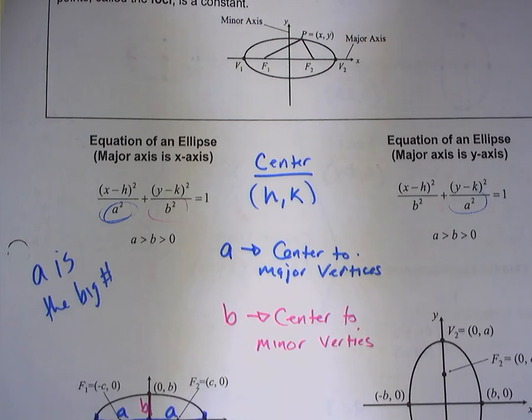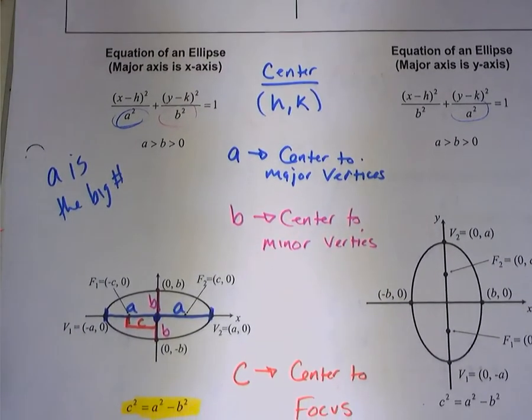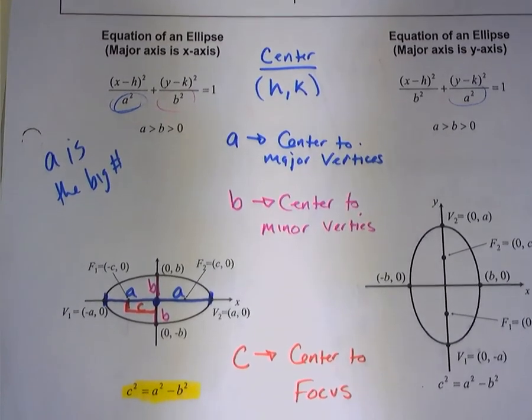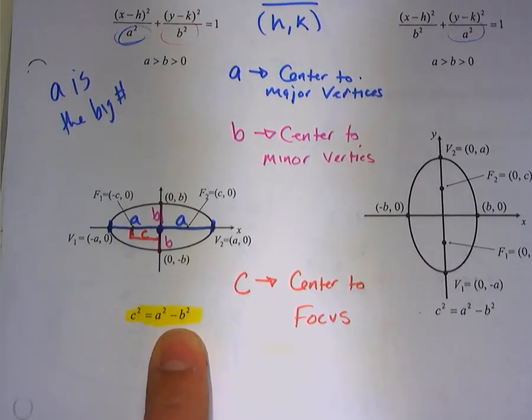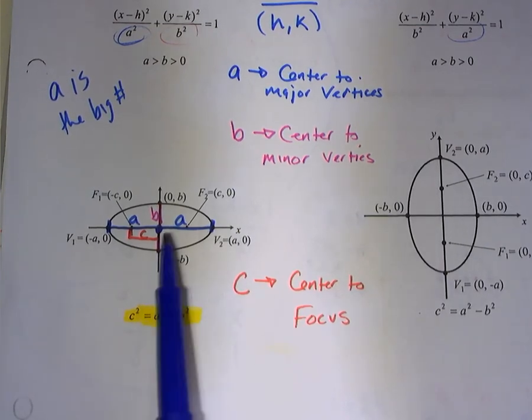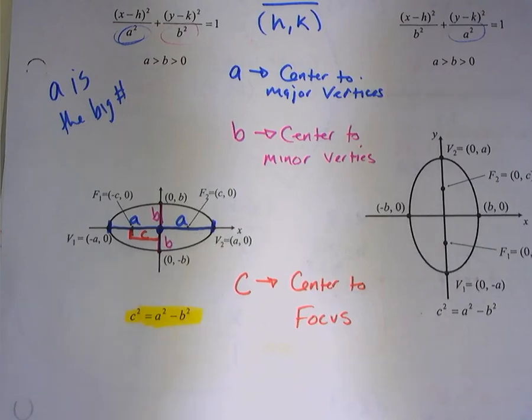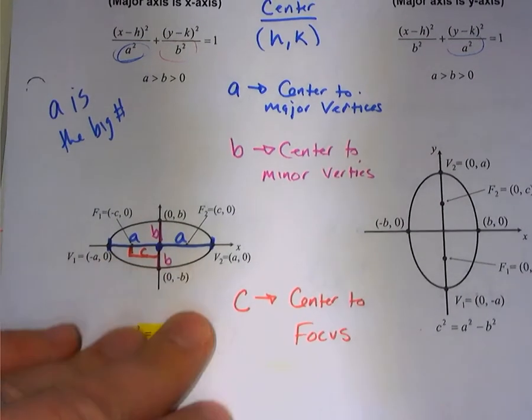Okay? So A is the center to your major vertices. That B value is the center to the minor. And then we use this little formula here: C squared equals A squared minus B squared to find C. And C is from the center to your foci. Okay? So we don't say focuses, we say foci, plural. All right, so here we go.